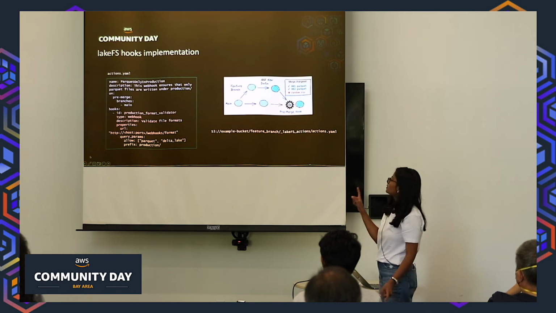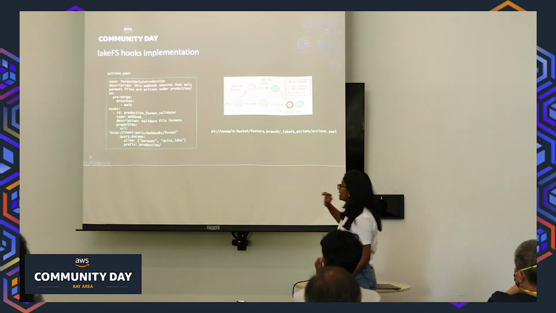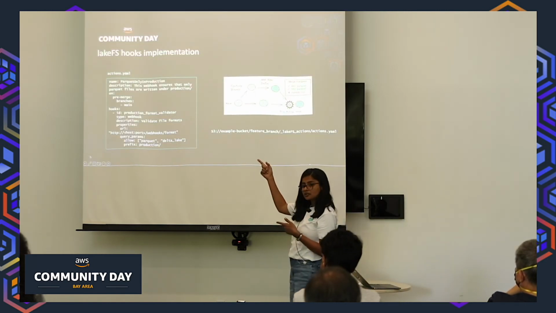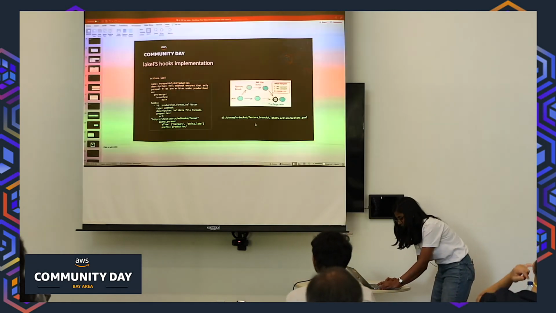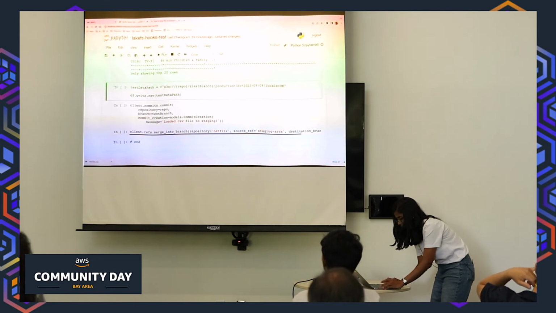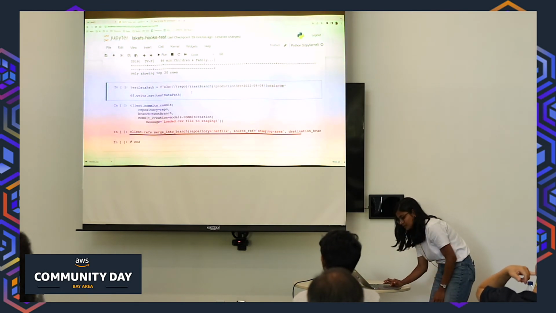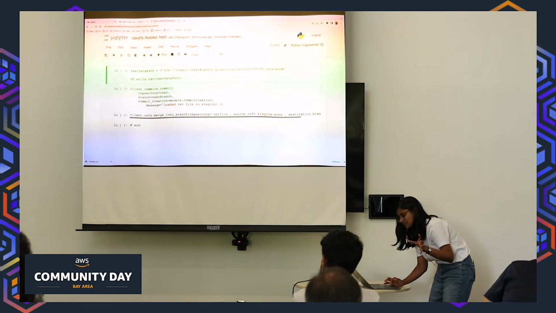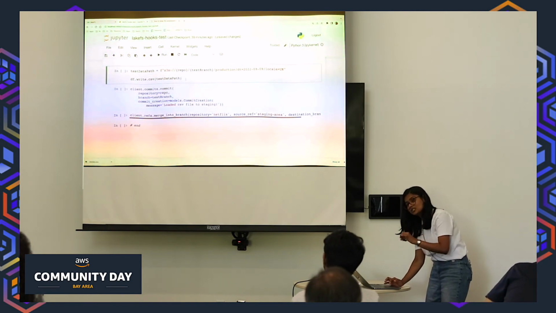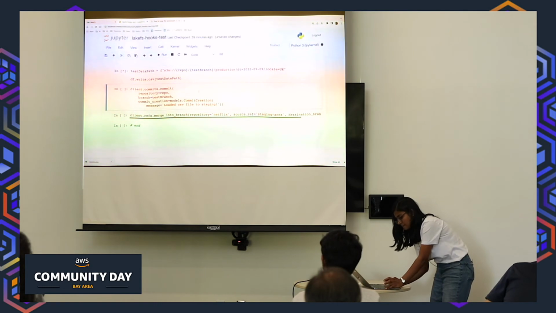Okay, so in here, the only condition that we have is that it will allow only Parquet files in production, right? So that's the only check that we have in our hooks. So we'll just go back to that. We have read the data from the ingest branch. Now we will write CSV files to the staging and see what happens.